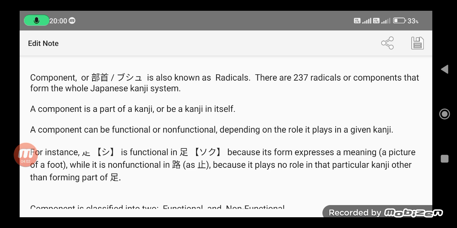So a component can be functional or non-functional. You have to remember this. A component or radical can either be functional or non-functional. These are the 2 types of components or radicals. Two types of radicals, again, functional and non-functional. And whether it is functional or non-functional depends on the role of that particular radical in a given kanji.